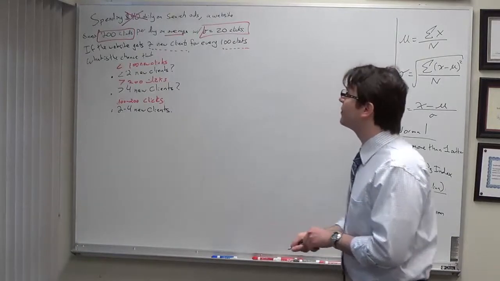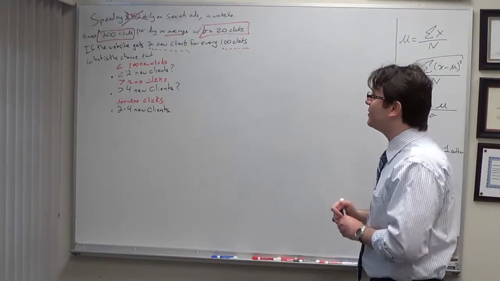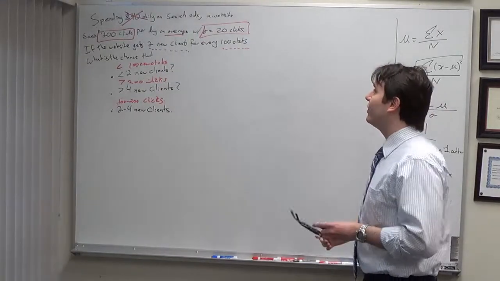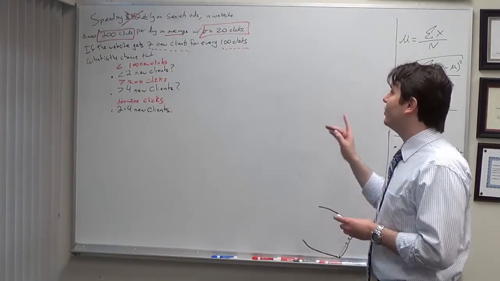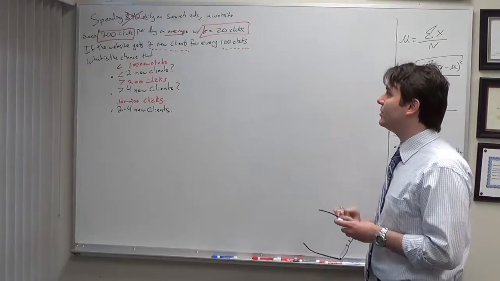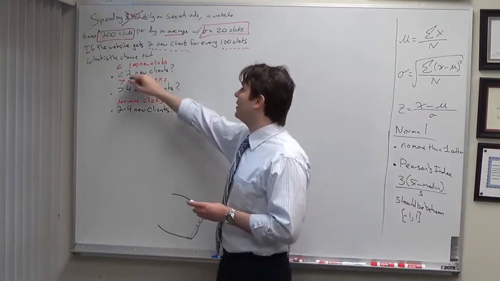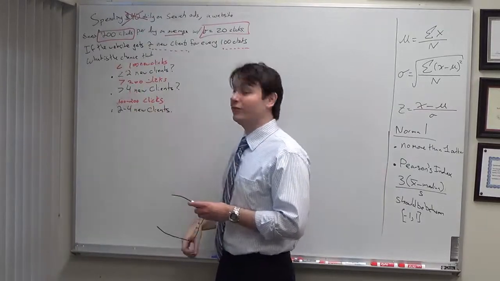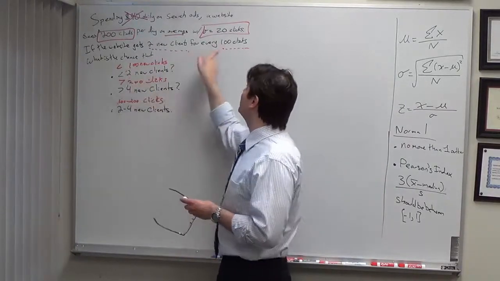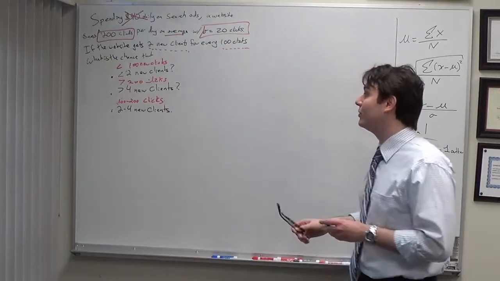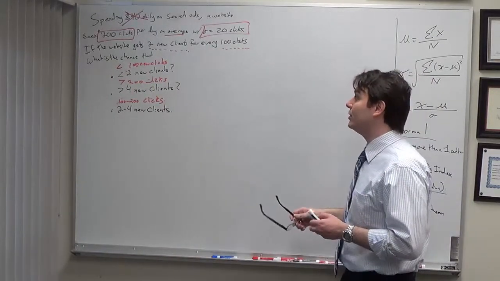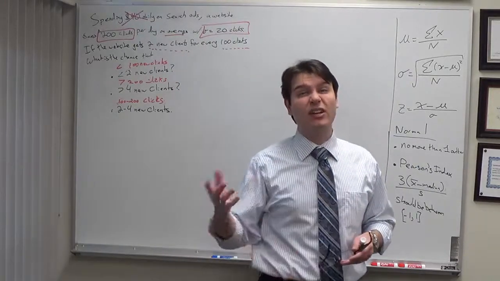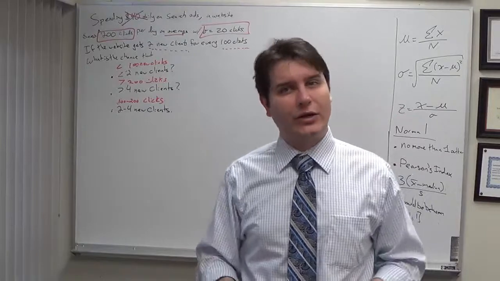All right, let's make sure that this is making sense. On average, we have 200 clicks a day, okay? We have a standard deviation of 20 clicks. For every 100 clicks, we get 2 new clients. So if we're curious about less than 2 new clients, we're curious about less than 100 clicks. If we want more than 4 new clients, we need to double that. So we need to double our clicks and talk about more than 200 clicks. And if we want between 2 and 4, it should be between this many. And we've successfully converted their client question into a clicks question.